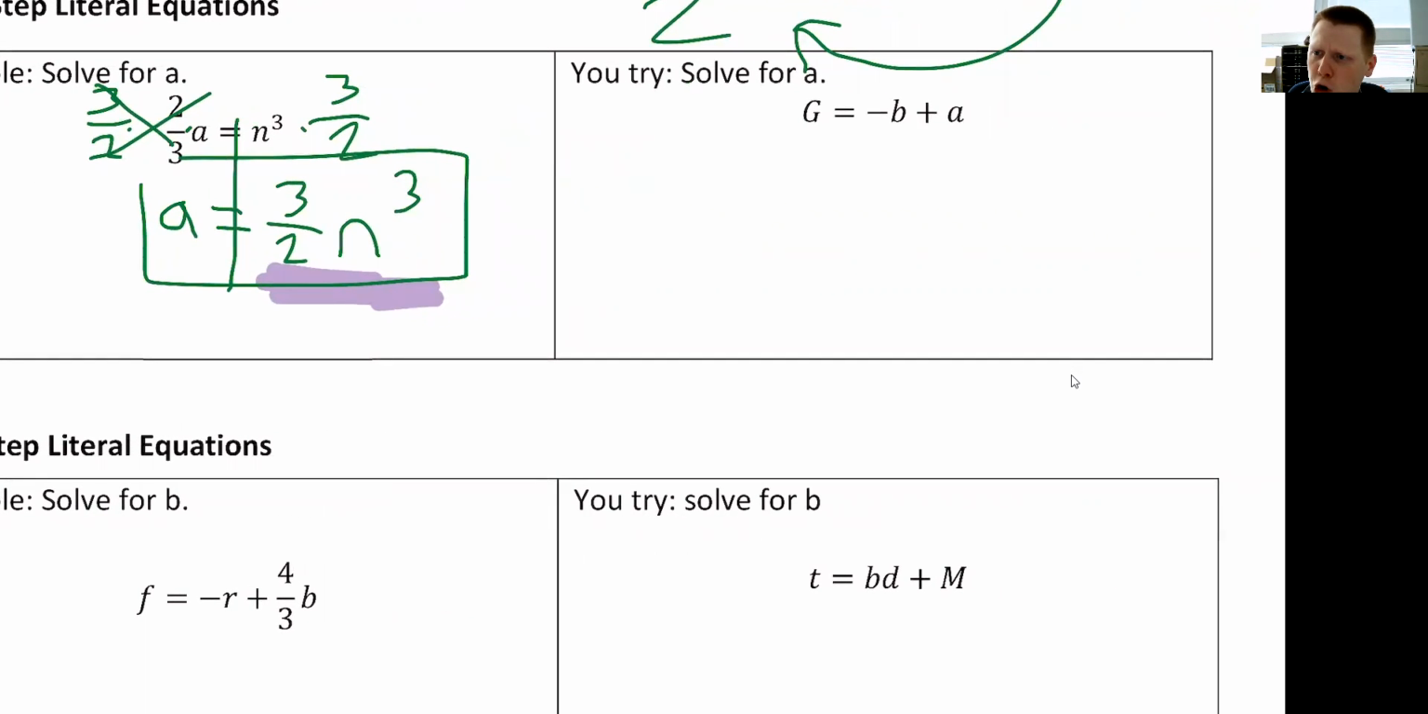How about you guys try this second problem, though? How would you get a by itself? So you're trying to get rid of that minus b. See if you can do this problem or give it a shot before we go over it.